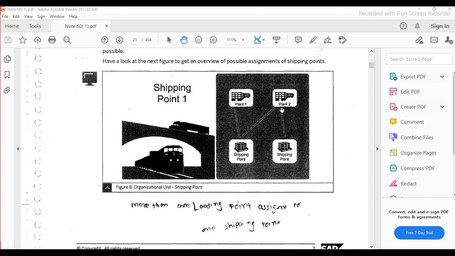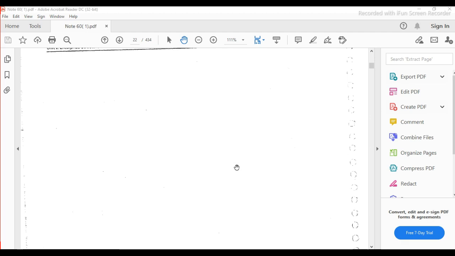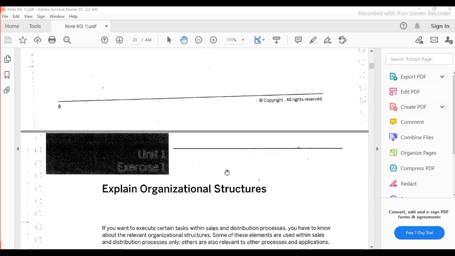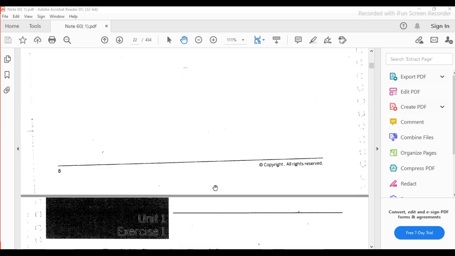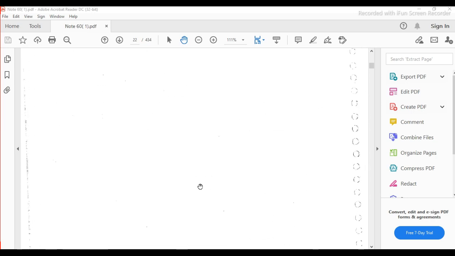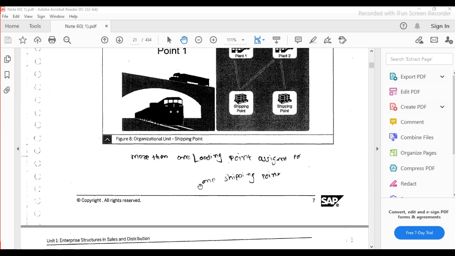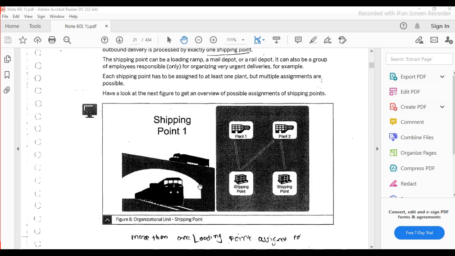This is plant 1 and this is plant 2. The same shipping point is assigned to plant 1 and also plant 2. Here this shipping point is assigned to only plant 2. This is the end of the shipping point organizational unit, the first unit that we have covered.